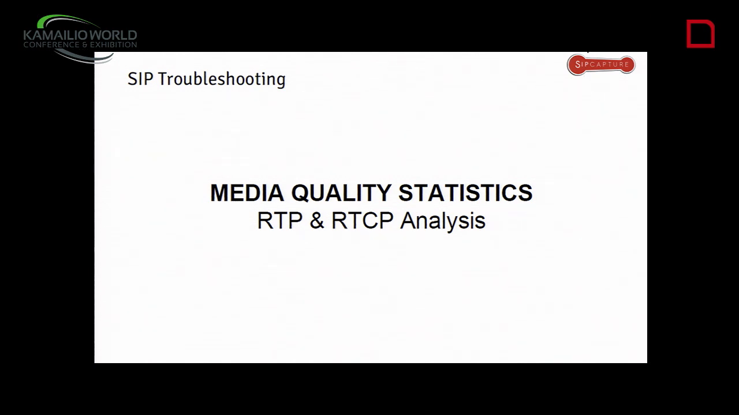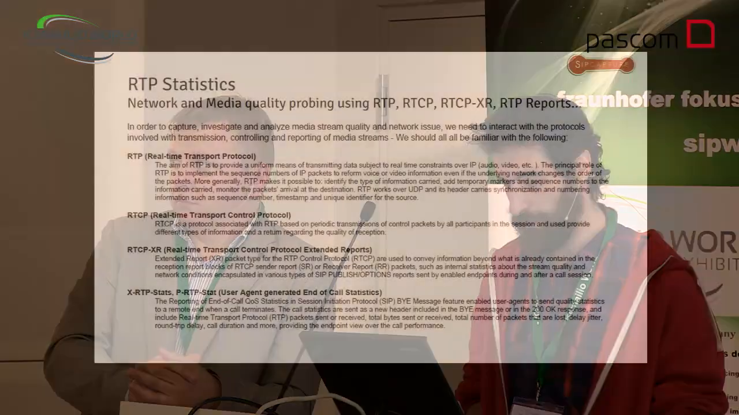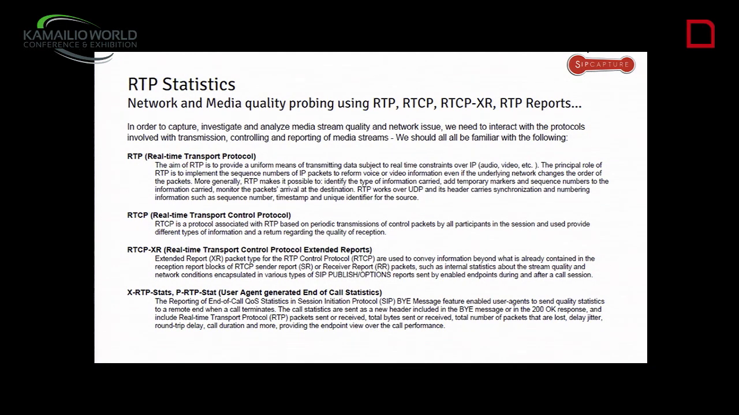So in Homer, we all know you can do signaling, but you can also now have media QoS details. So what we'll bring into the system, of course, we'll look at RTP and RTCP primarily, but we'll also feed RTCP XR and X-RTP stats, which are generated by user agents directly. All of those are supported out of the box now in Homer.